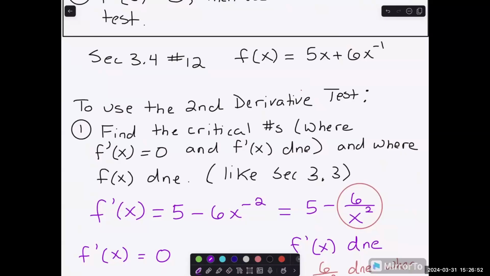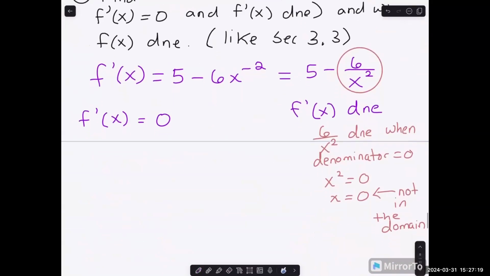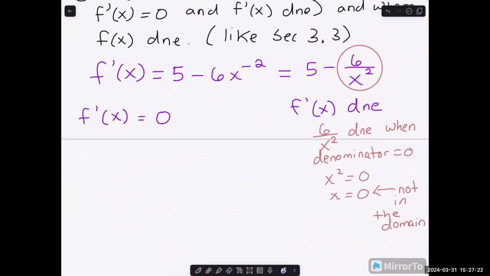This can be written as 5x plus 6 over x, because 6x to the negative 1 is the same thing as 6 over x to the first power. If we were to plug in 0 for x, we'd have 5 times 0 plus 6 over 0, and this part is undefined. That's why we say that 0 is not in the domain. So this 0 cannot be a maximum or minimum, because it's not even in the domain. It's not a number that you can plug into your function and get a real number.